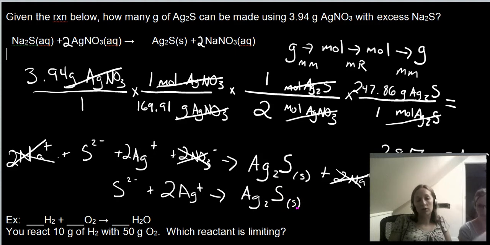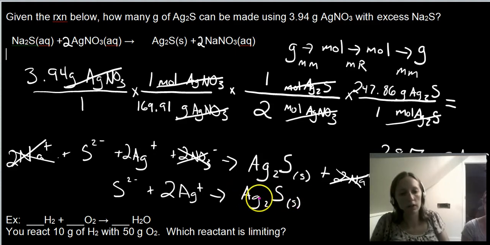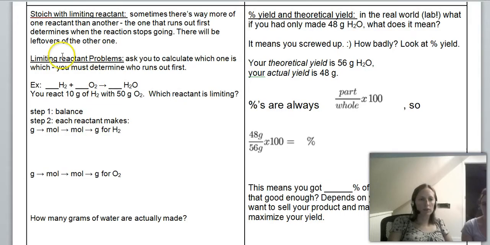All right, back to the notes. That was done when they've given you the information that one of them is in excess. If they're mean to you, they'll say, you mix these two things, let us know which one is in excess. So sometimes there's way more of one reactant than you need for this reaction to finish. The one that runs out first determines when the reaction stops, and there will be leftovers of the other one.